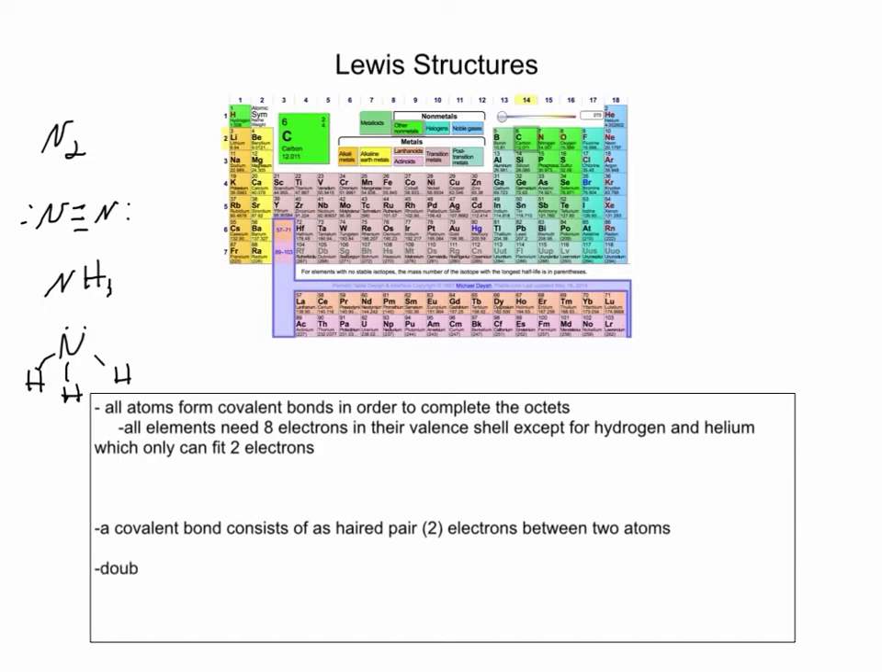In a double bond, 4 electrons are shared, and in a triple bond, 6 electrons are shared. We can use these rules in order to predict the number of bonds that different elements are able to make.